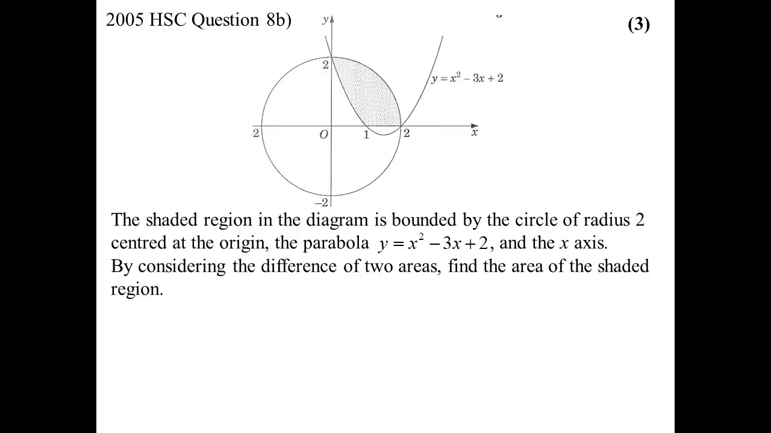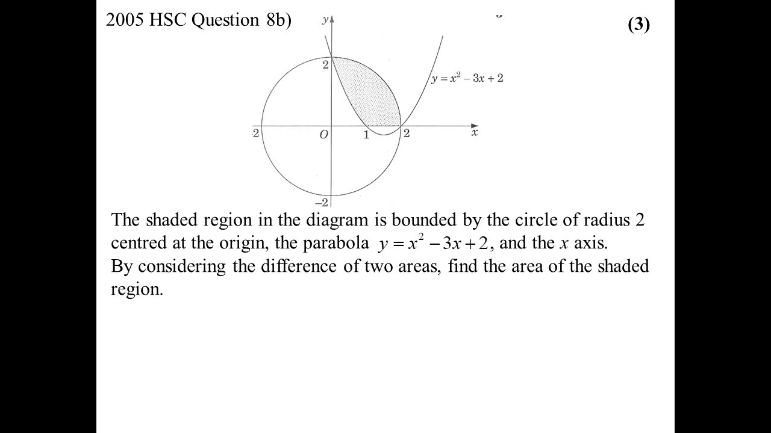And then there was this one in 2005. Have a look at this. We're inside a circle and a parabola, shaded region that defines it all for us. But they've given us a hint: by considering the difference of two areas. Oh, well, that's what I would have done. Top one minus the bottom one. Difference of two areas. Find the area of the shaded region.